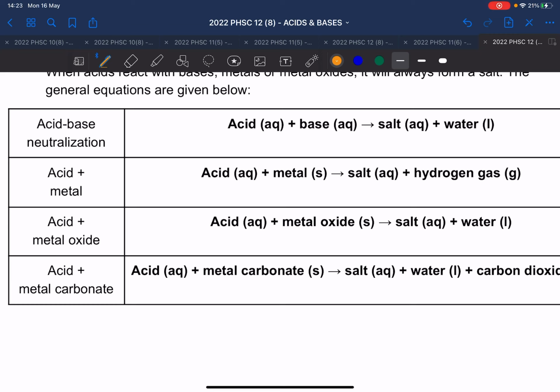Alright, then if you have an acid with a metal oxide, it will give you salt and water again. And then if you have an acid and a metal carbonate. So if you see the word carbonate, you must have red lights going off.